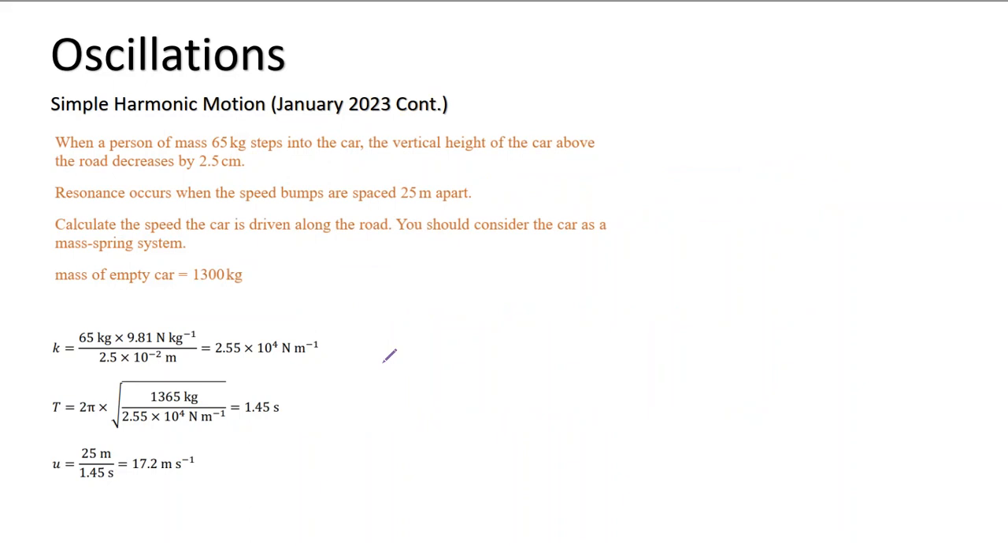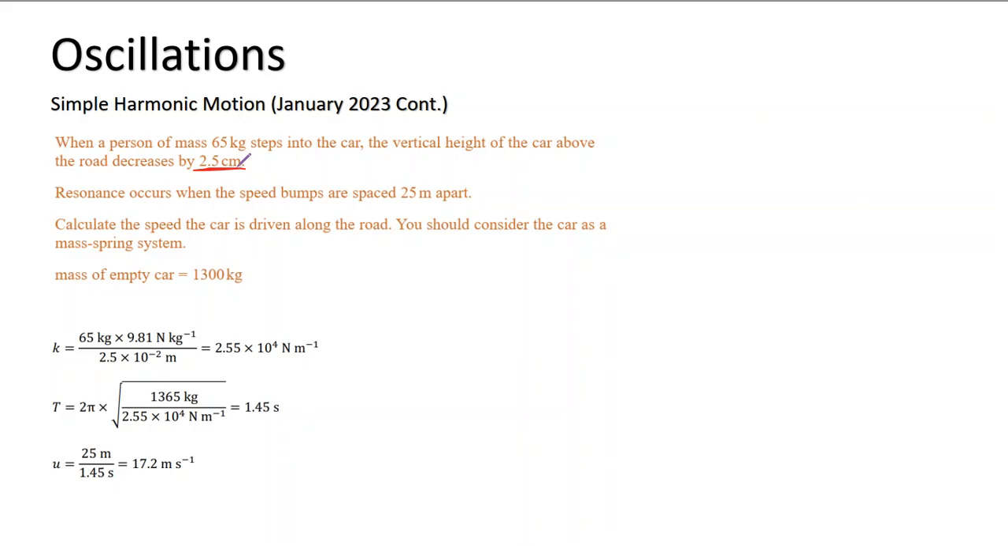Now let's go back here. When a person of mass 65 kg steps into the car, the vertical height of the car above the road decreased by 2.5 centimeter. Resonance occurs when the speed bumps are placed 25 meter apart. Calculate the speed. This is a very complicated question at first glance, but it's not. Just follow the steps and you will arrive at your answer.